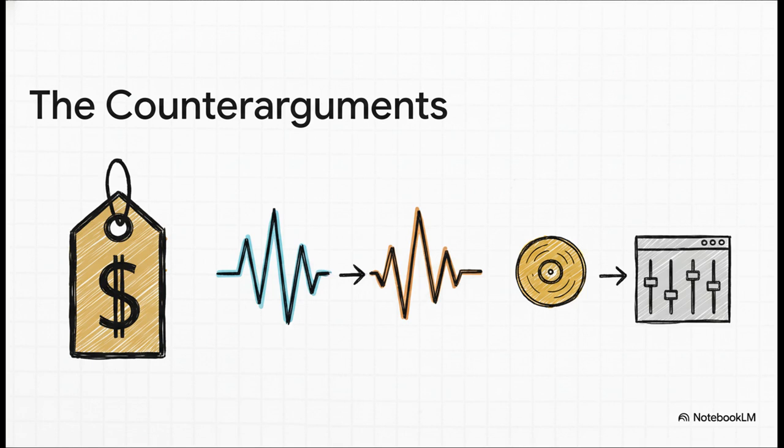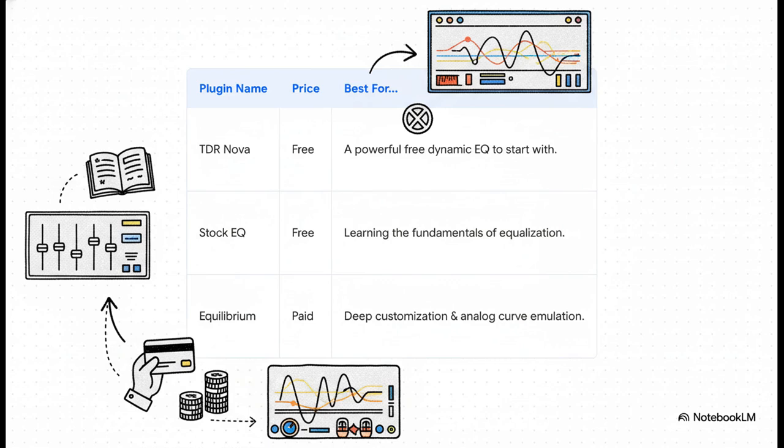And let's never forget, countless hit records have been mixed using nothing but the stock plugins that came with the DAW. The really good news here is that you don't have to spend a dime to get your hands on some of these advanced features. TDR Nova is this legendary free plugin that gives you powerful dynamic EQ controls. It is a fantastic way to try out these techniques for yourself. And of course, your stock EQ is still the absolute best tool for just mastering the fundamentals of how EQ works in the first place.